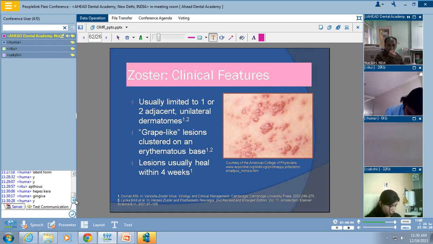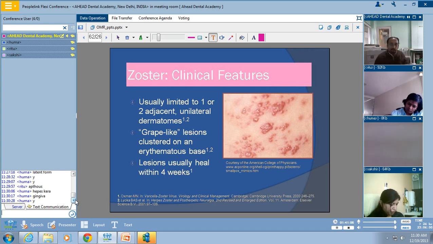Now, what are canker sores? We know what cold sores are. Cold sores are herpes labialis. Canker sores are your aphthous ulcers. Aphthous ulcers are also called canker sores. Okay? So this was about HHV1 and HHV2.